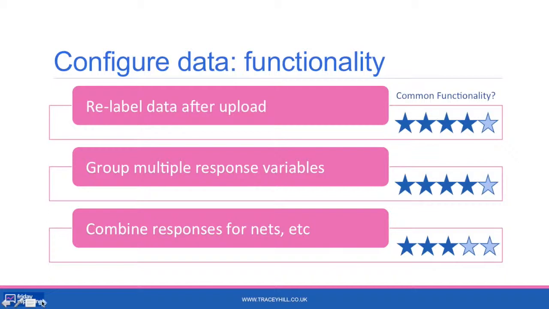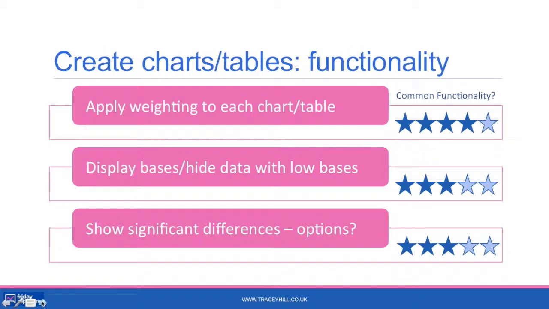In terms of how the data can be configured once it's loaded, most tools will allow the user to relabel variables and values. Most have convenient ways of grouping multiple response variables. Some enable this to be done programmatically by looking for particular indicators in the variable name, which could save time for big data sets. And most of the tools allow the user to create new combinations for nets. However, I did come across at least one where it required the nets to have been created before the data was uploaded.